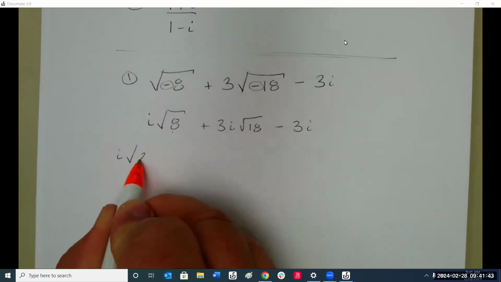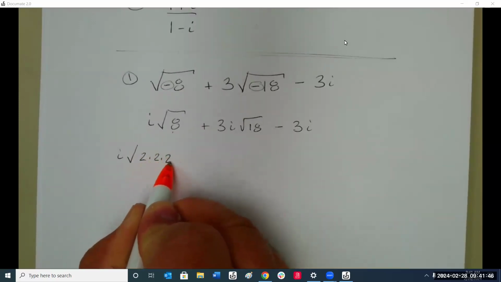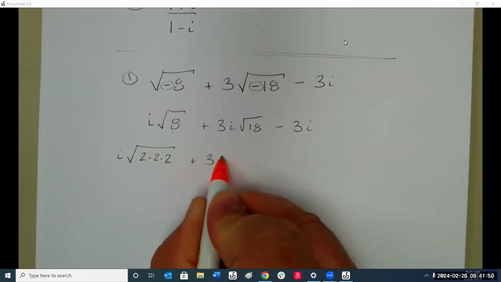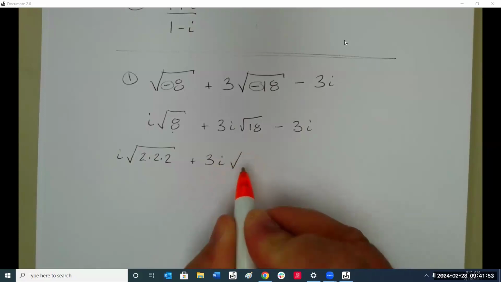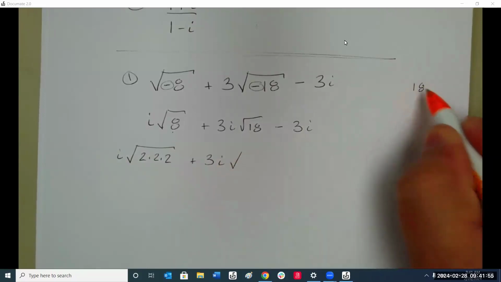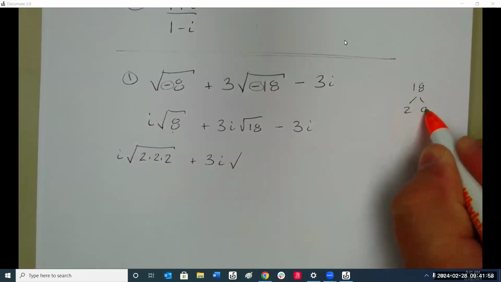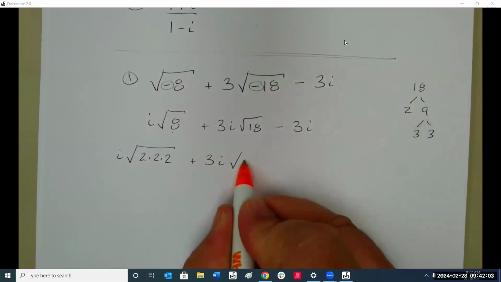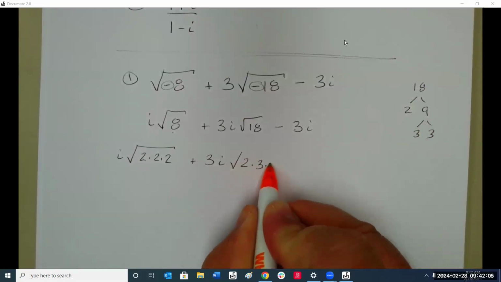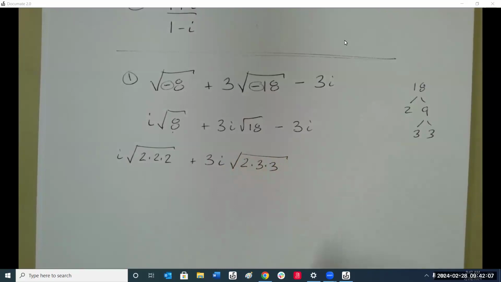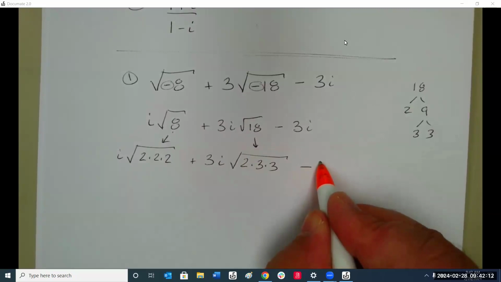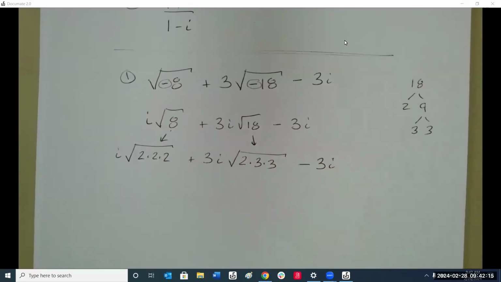8 is made up of 2 times 2 times 2. 18 is made up of 2 times 9. 9 is made up of 3 times 3. So it's 2 times 3 times 3. And then bring down the negative 3i. So far, so good?